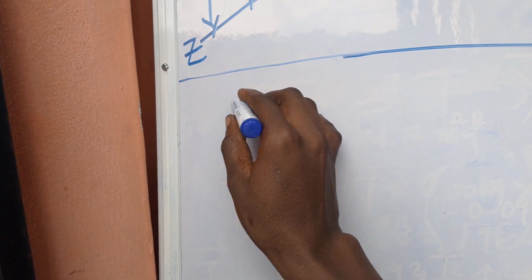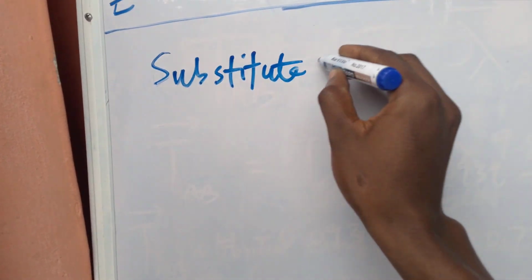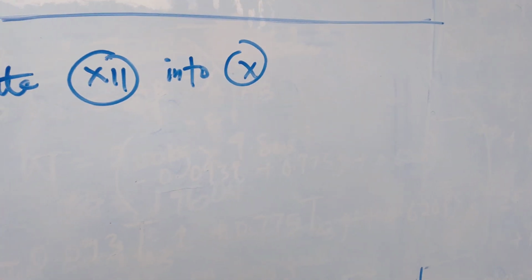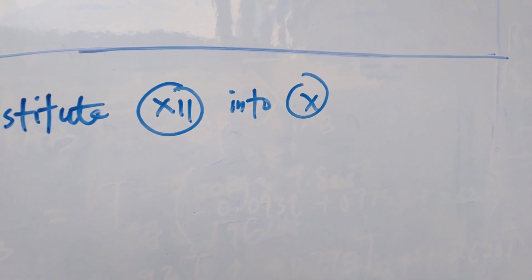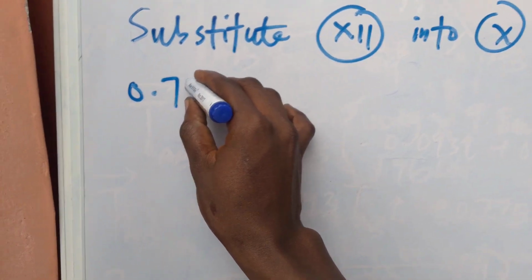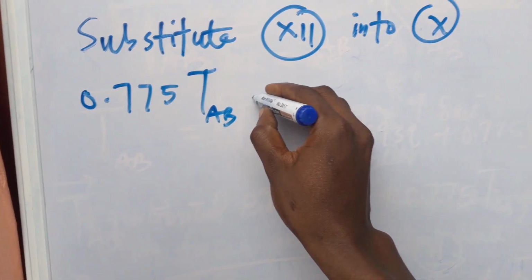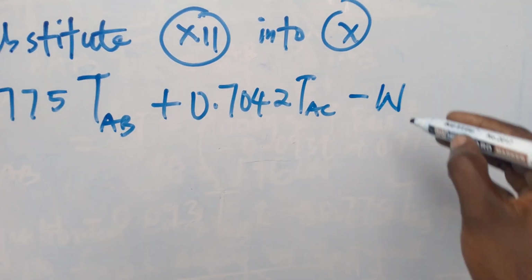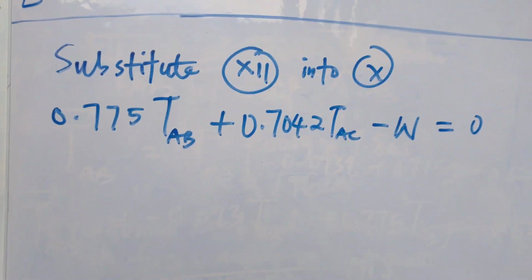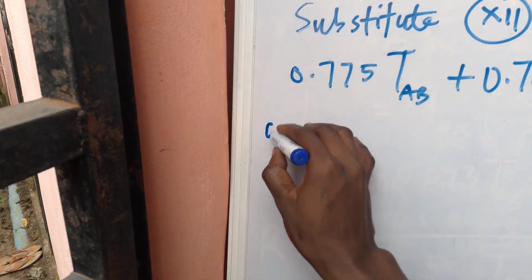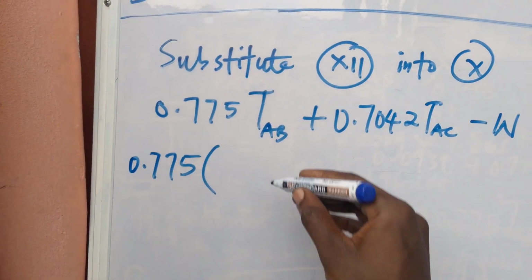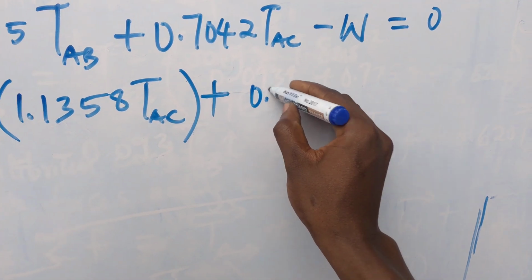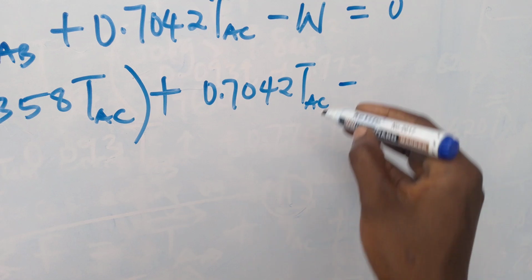All right. Okay, the next thing you do is to substitute equation 12 into equation 10. Okay, so I'll write down equation 10 out, and my equation 10 is 0.775 TAB plus 0.7042 TAC minus W is equal to 0. Okay. Alright, so I'll quickly substitute that. This will be 0.775 times, for TAB, 1.1358 TAC. Okay, that's plus 0.7042 TAC minus the weight of that body.